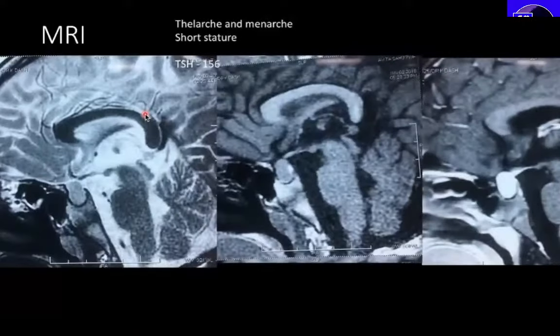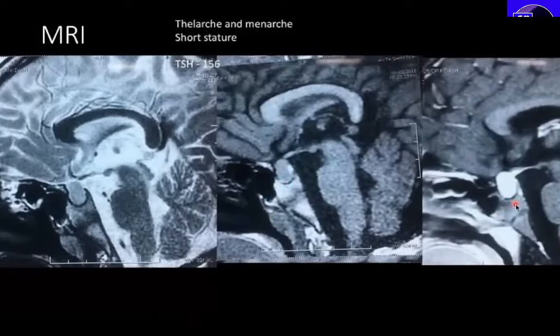Here we have another patient, a 7-year-old girl who presented with precocious puberty and primary hypothyroidism. Her TSH was elevated, it was 156, so that's very high. Patient had precocious puberty with thelarche and menarche, and she had short stature. When we did imaging of the sella of the pituitary gland, we saw that the pituitary gland was grossly enlarged and showed intense homogeneous enhancement.